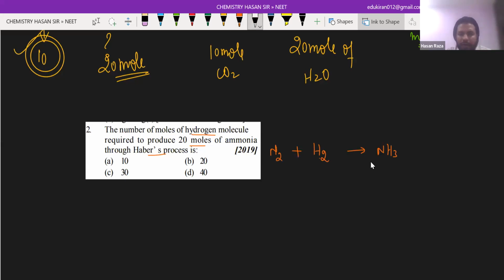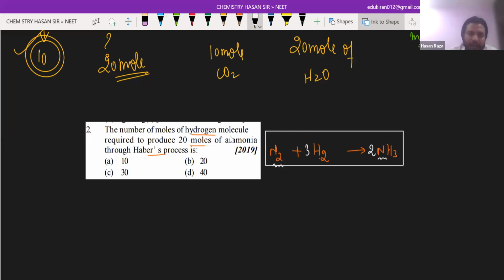You can see two nitrogen is there on the left, and on the right hand side, only one nitrogen is there. So I multiplied it by 2. Now the number of hydrogen on the right hand side is 6 and on the left hand side is 2, so I multiply H2 by 3. So now this is a balanced chemical equation. Yes or no? It's very simple. You can see 1 mole of N2 reacts with 3 mole of H2 to give 2 moles of NH3.